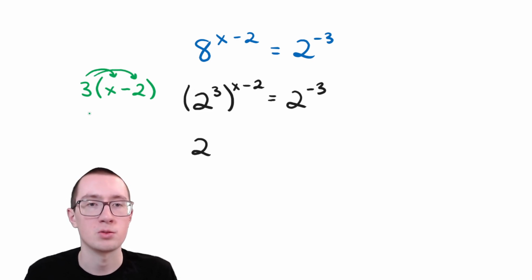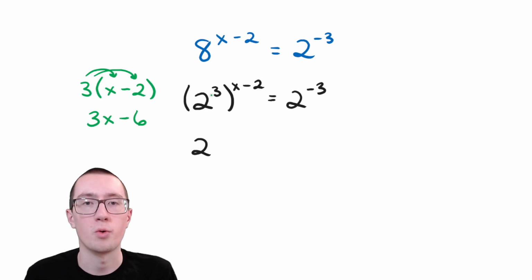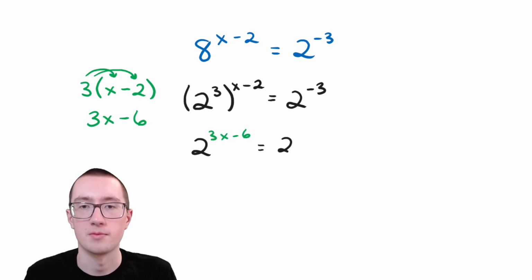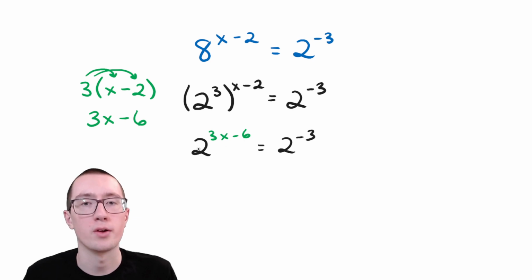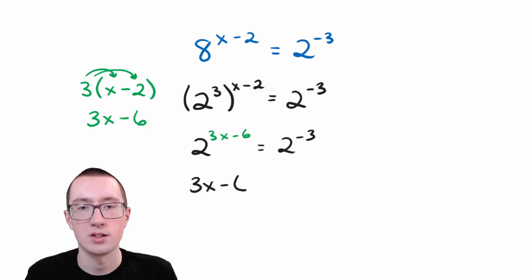So 3 times x is just 3x. And then 3 times 2 is 6. And then the minus sign stays. So when we multiply 3 and x minus 2, we get 3x minus 6. And now the right side is just going to stay the same. You'll see that we now have a problem where the bases are the same. So we can do it exactly the same as last time, ignore the bases and just set the exponents equal to each other. So 3x minus 6 is going to be equal to negative 3.